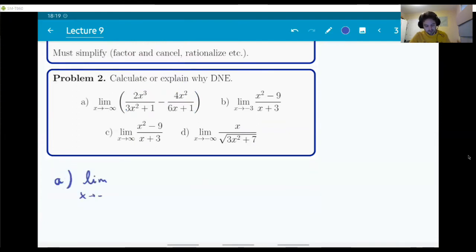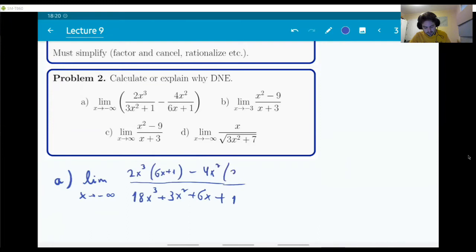How do we simplify this difference of two fractions? I'm going to take a common denominator. So I'm going to multiply the two denominators. 18x cubed plus 3x squared plus 6x plus 1. And the numerators will be like this: 2x cubed times 6x plus 1 minus 4x squared, 3x squared plus 1. Let's simplify this.